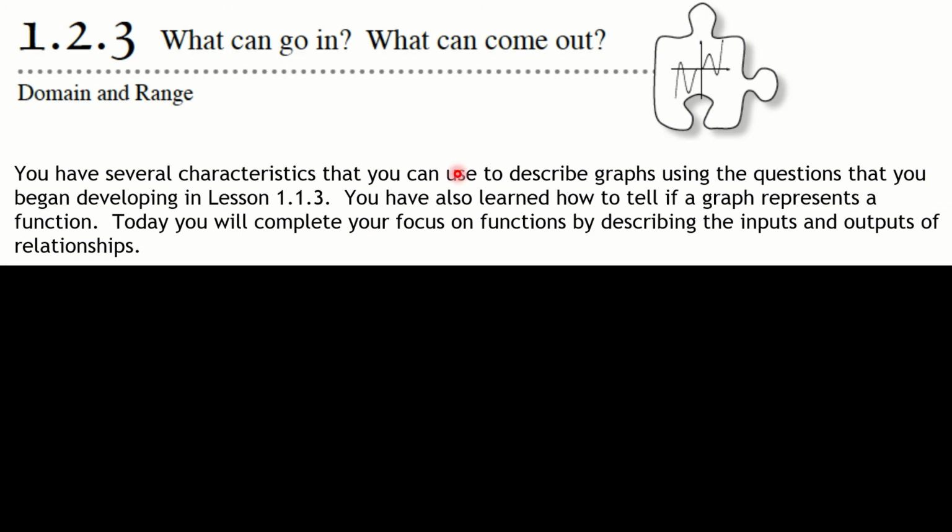Okay, so let's get into the heart of this section today. This is section 1.2.3. That's cute. And the title is What Can Go In, What Can Come Out. And it says, and I'll read to you, sorry about that. You have several characteristics that you can use to describe graphs using the questions that you began to develop in 1.1.3. You've also learned how to tell if a graph represents a function. Today, we're going to complete our focus on functions by describing the inputs and outputs of relationships.